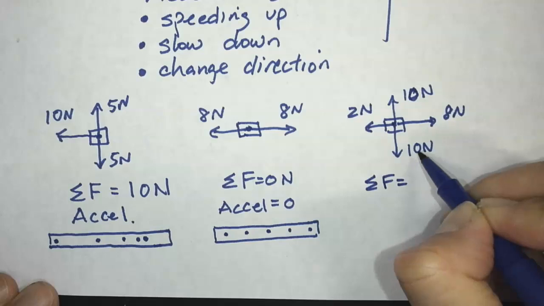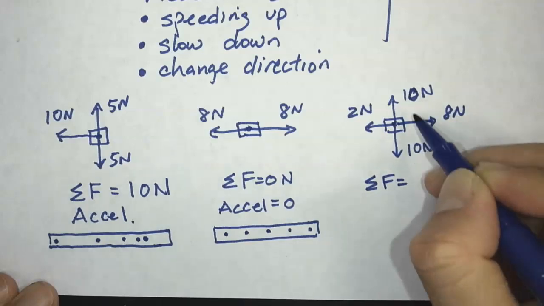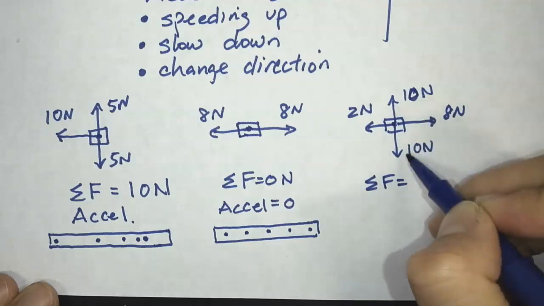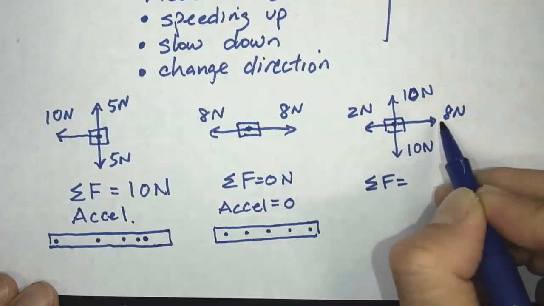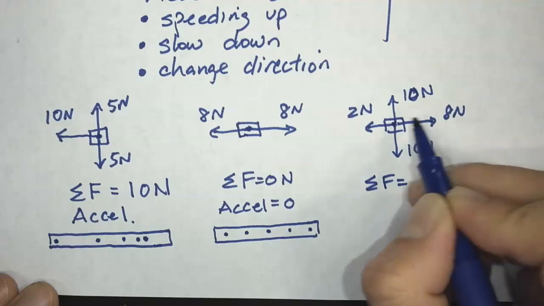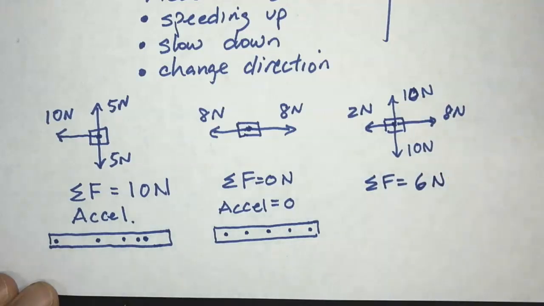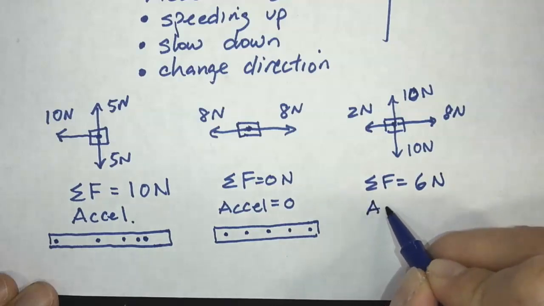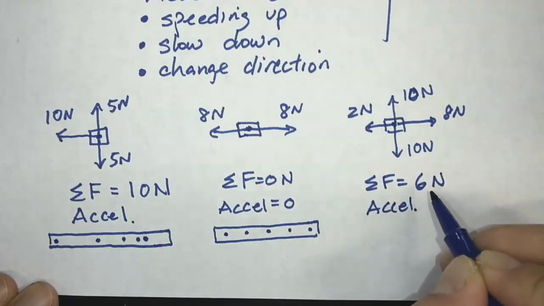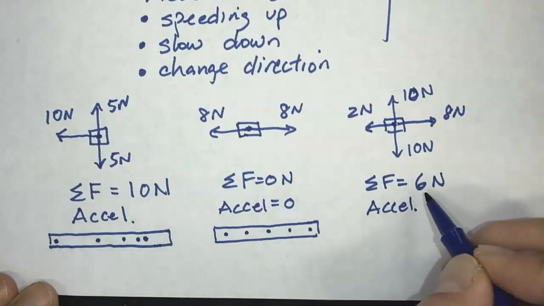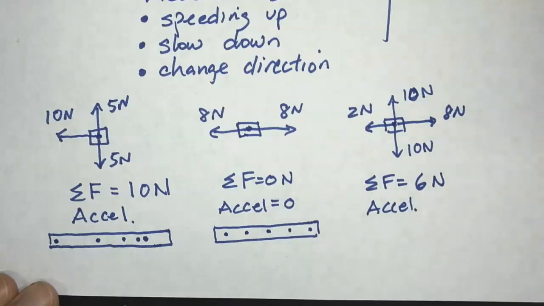These two forces cancel out. When the forces are in opposite directions, we subtract them. So 10 minus 10 is 0, so that's 0 vertically. And then horizontally, we have 8 to the right, 2 to the left, so 8 minus 2 is 6. So the net force of this is going to be 6 newtons. Now, is this accelerating? Yes, it is. If there is a net force that's something other than 0, then it will accelerate.